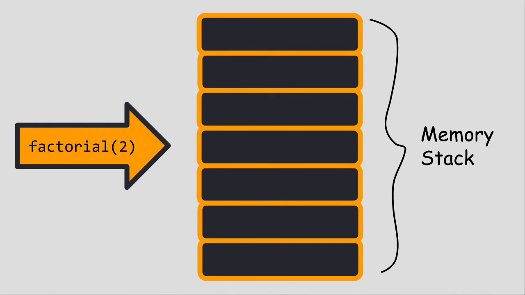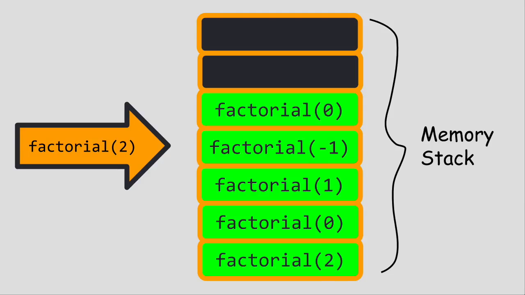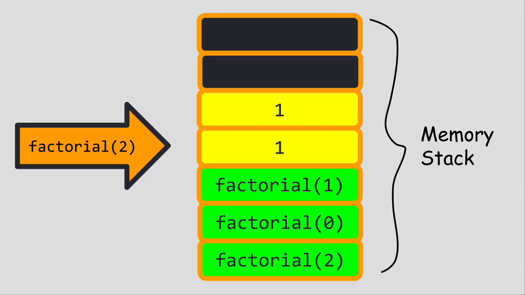In order to keep track of all these function calls, the program uses a structure known as a memory stack. Function calls are passed on to the stack and then popped off in the opposite order.